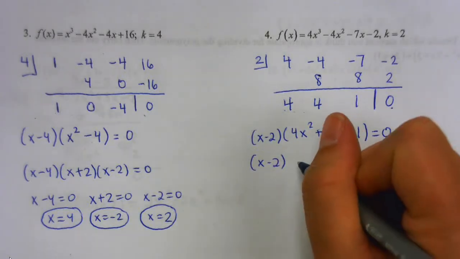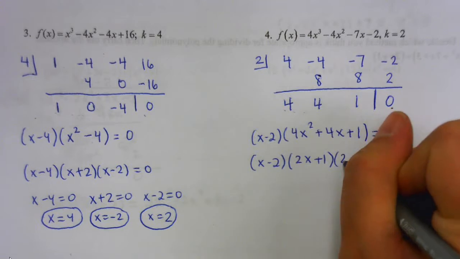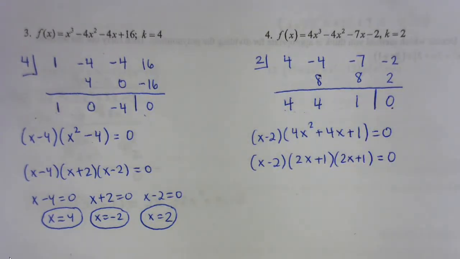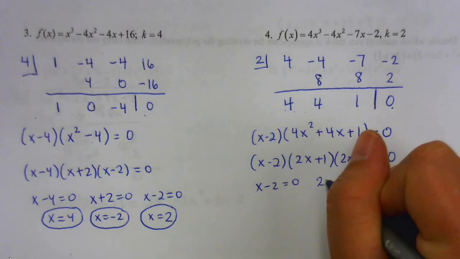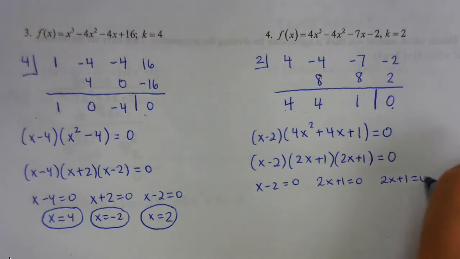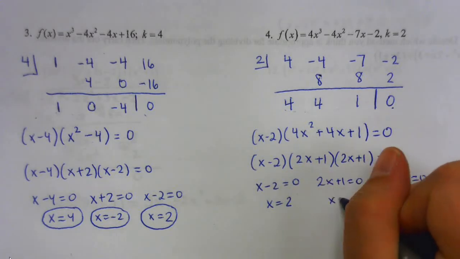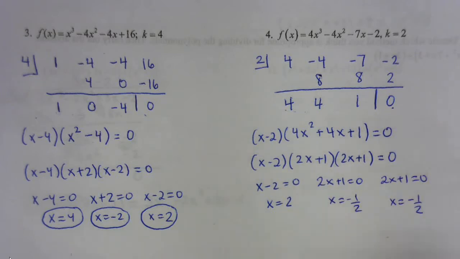It's a perfect square trinomial, so we're going to have 2x plus 1 and a second one of those. And then we're going to set each of those pieces equal to 0. So I have x minus 2 equals 0, 2x plus 1 equals 0, 2x plus 1 equals 0. When I solve, I get x equals 2, x equals negative 1/2, and the second x equals negative 1/2.